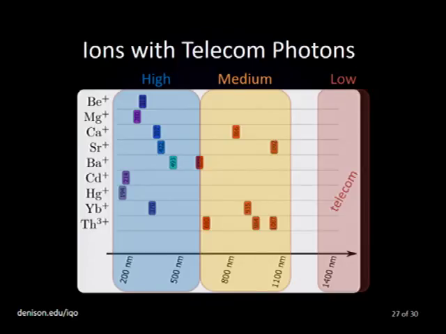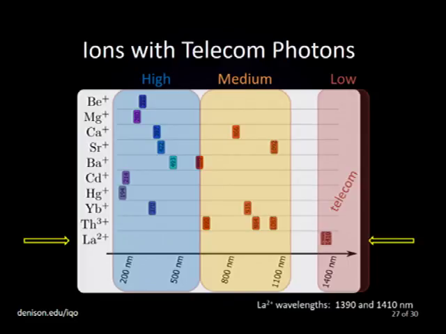So the main thing we'd like to do at Denison, and our main motivation, is actually to add a new ion to this list. We're actually looking to trap a new ion, which is doubly ionized lanthanum, which turns out has its ground to first excited state transitions right in this telecom region, right near 1400 nanometers.